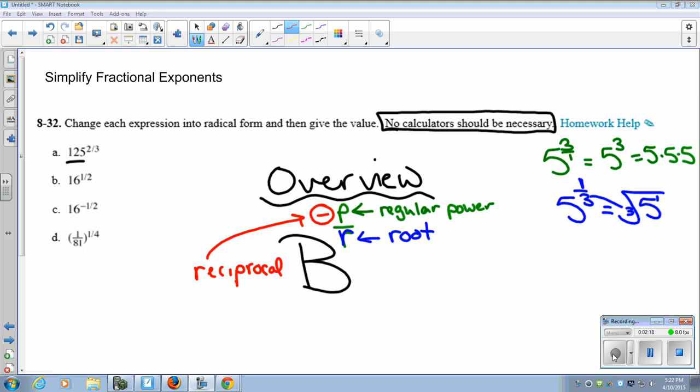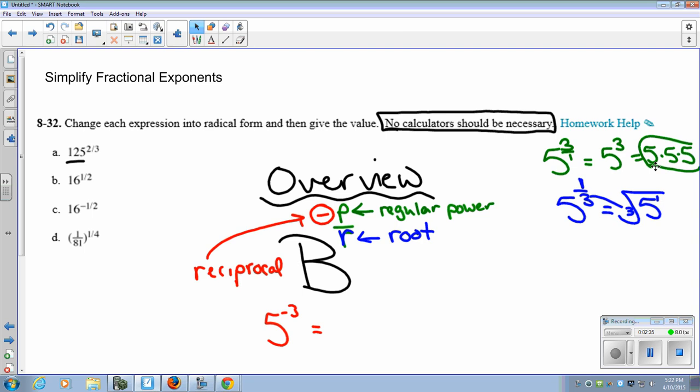So let's take a look. For example, if I have 5 to the negative 3, since 5 to the third over here meant 5 times 5 times 5, which is 125, 5 to the negative third wouldn't be 5 times 5 times 5, it would be the reciprocal of 5 times 5 times 5. So you still do 5 to the third, you just take the reciprocal. So those are the meanings of all of those parts of a rational exponent.